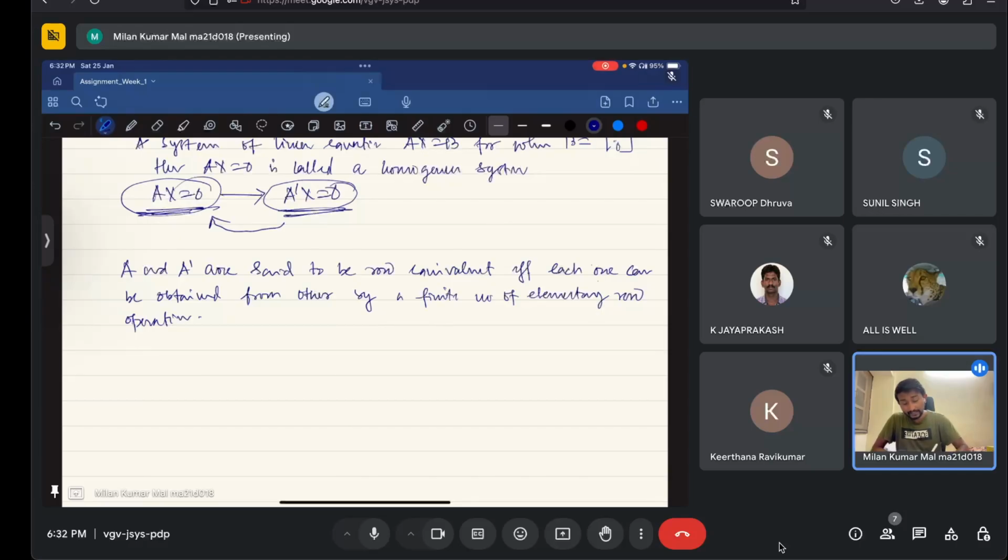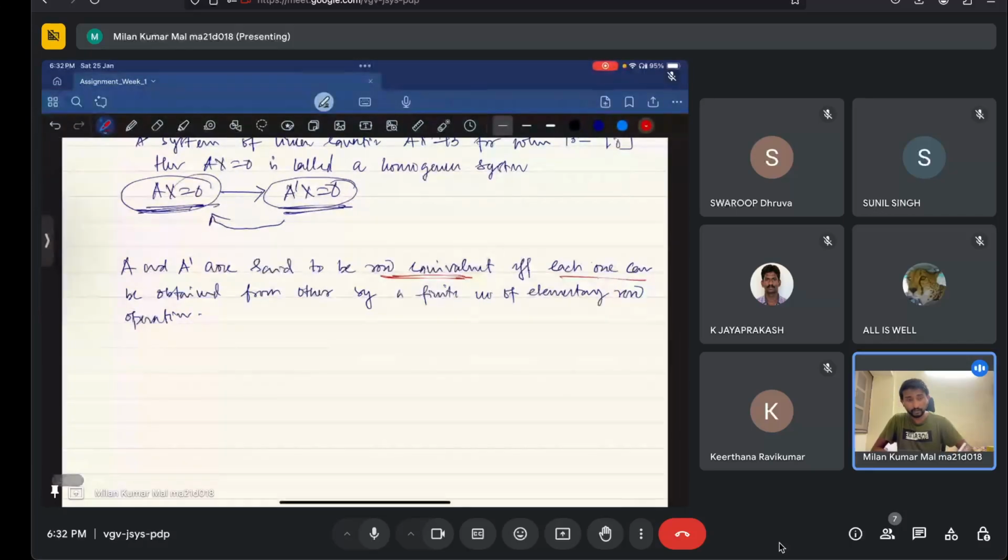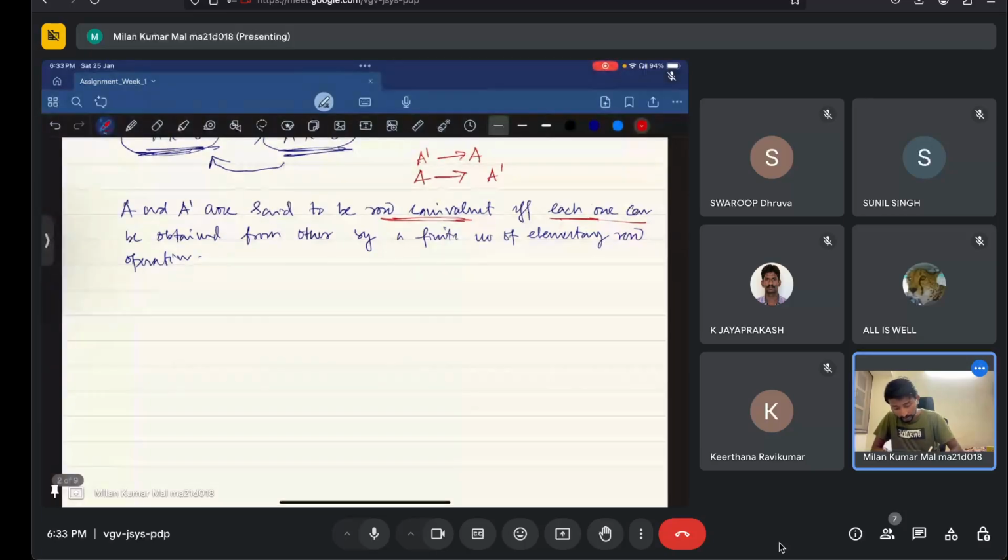the same solution. So that is the reason. When A and B are row equivalent, each one can be obtained from the other by a finite number of elementary row operations. That means if we have A, by a finite number of elementary row operations you will get A', and also A' can be obtained from A by a finite number of elementary row operations. So that's why both Ax = 0 and A'x = 0 will have the same system of solutions. That is the reason.